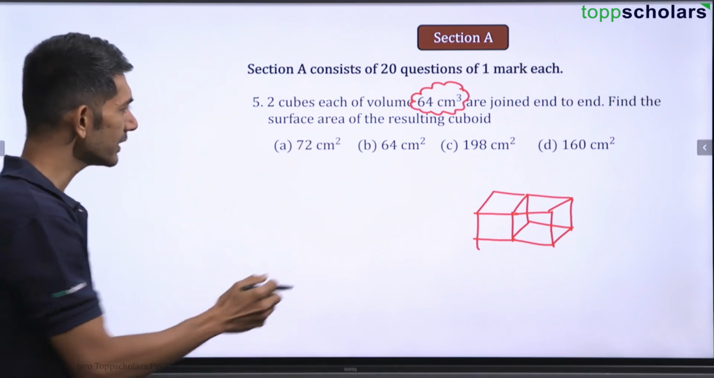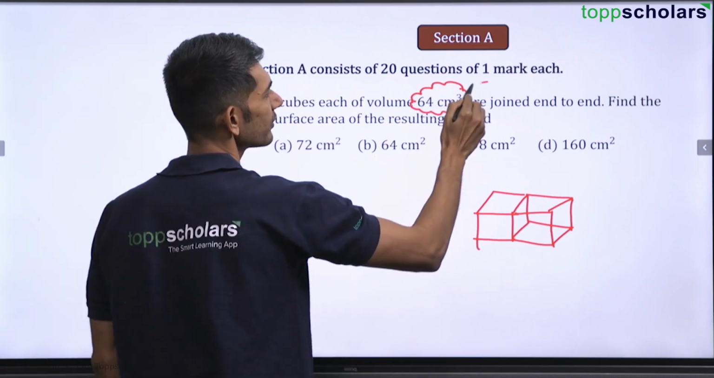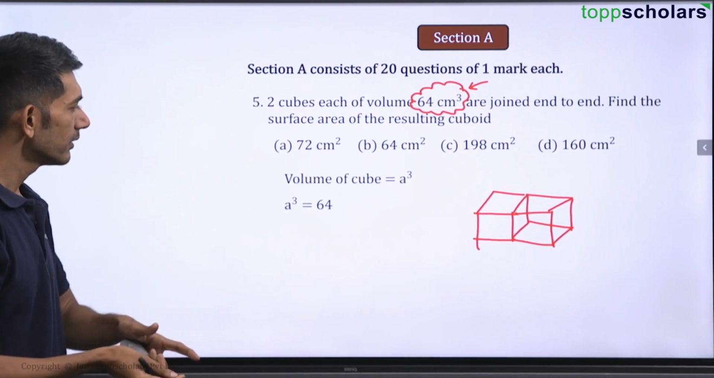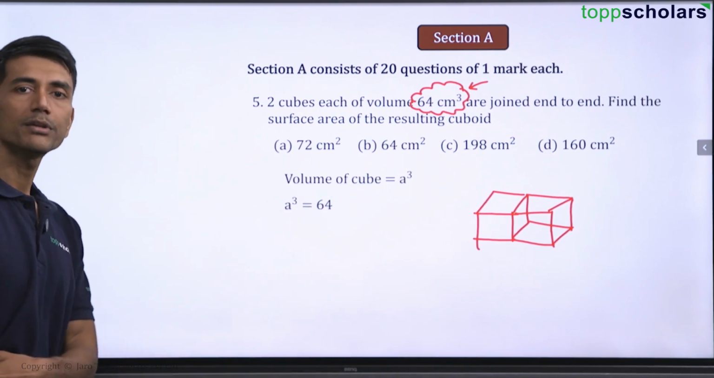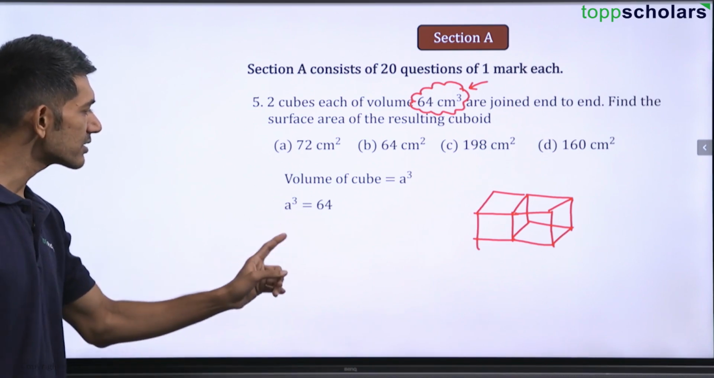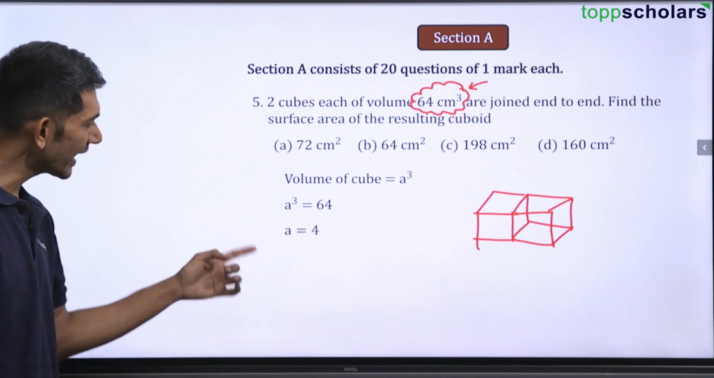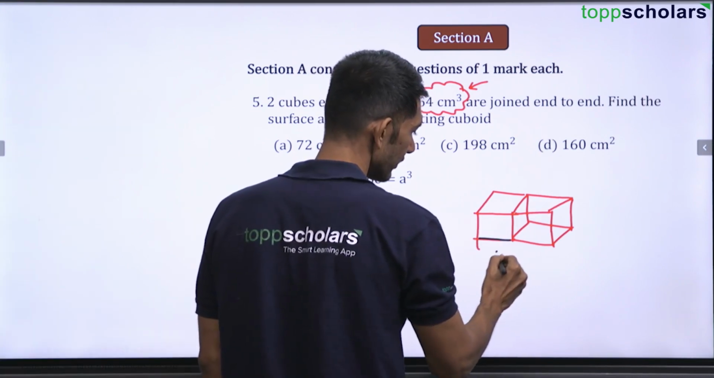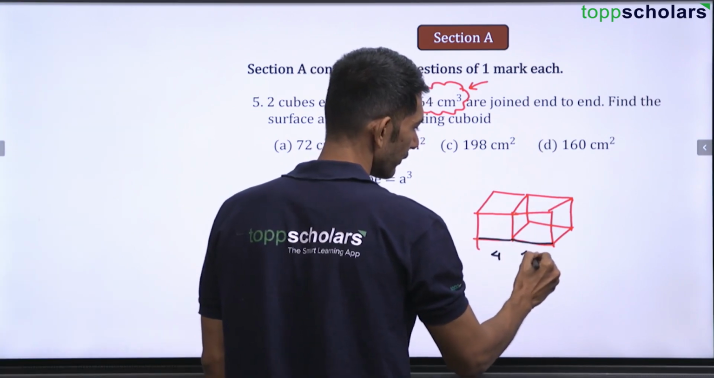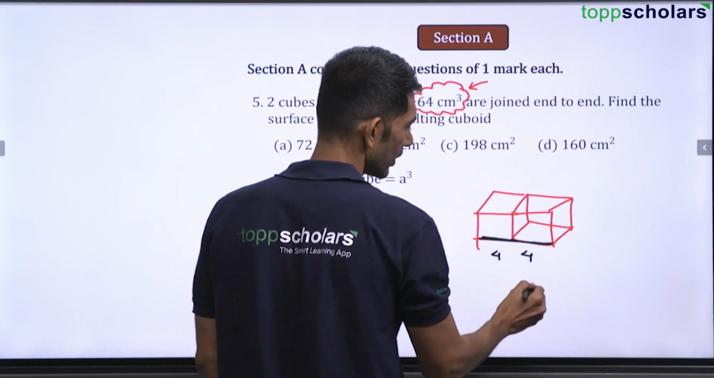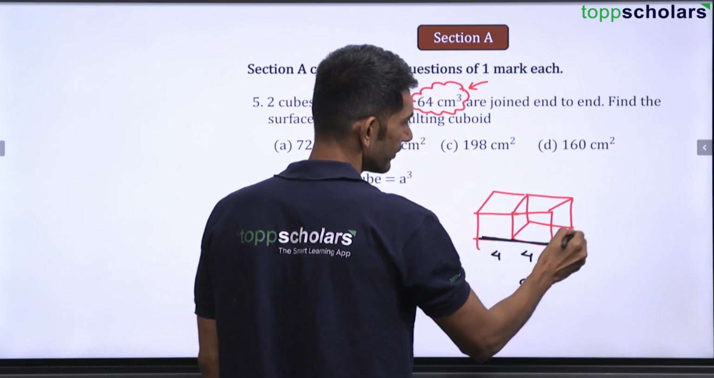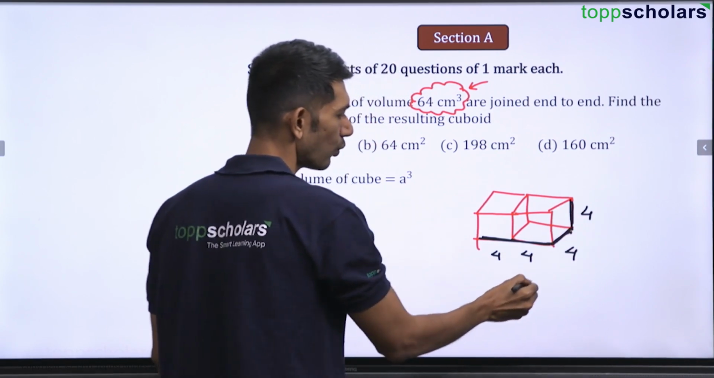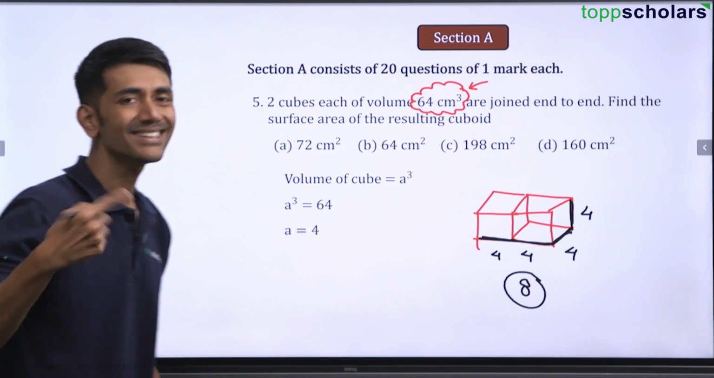Okay, but firstly what is given? The volume is given. This is the volume. So let us find out the side. How do we find out the side? We know that the volume of the cube is given by A cube, side cube. So A cube is 64. So 4 cube is 64. So can I say the side is 4? Yes. Understand? That means this is 4. This is 4. Total is 8. This is 4 and this is 4. So one of the dimensions is double.